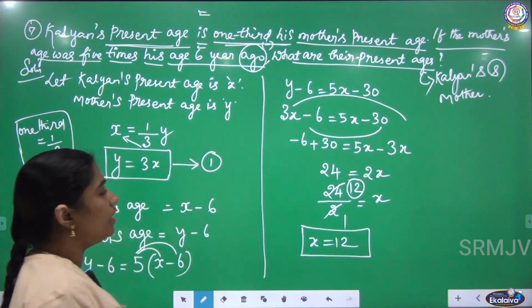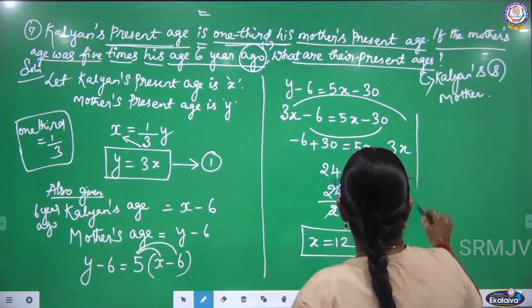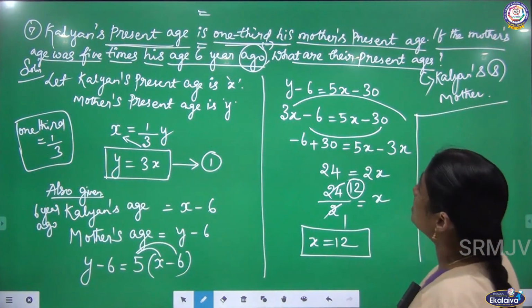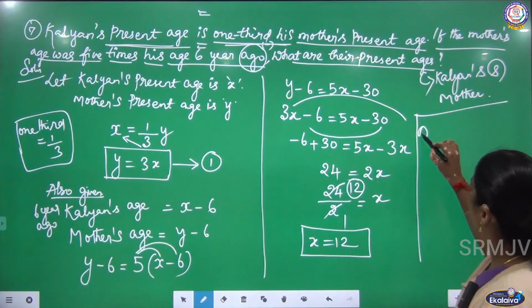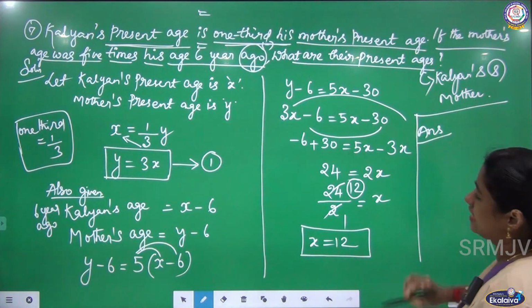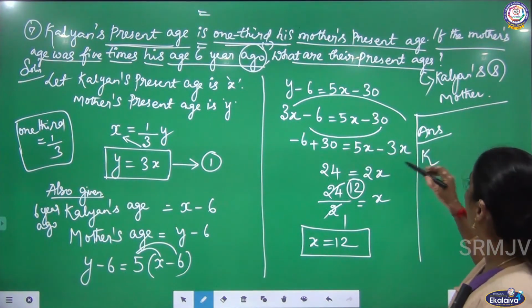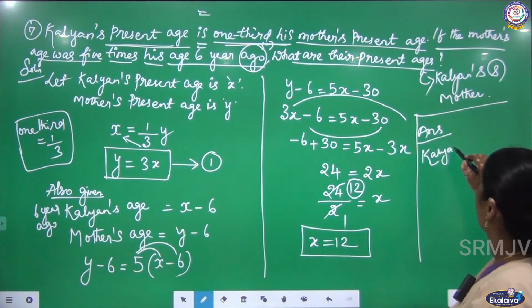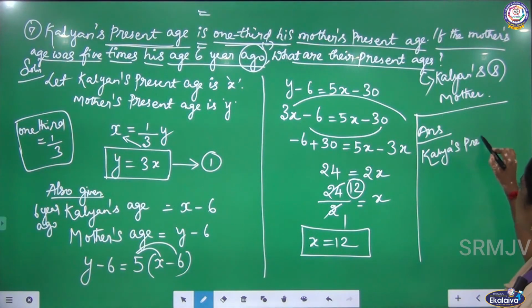So x is equal to 12, and listen, this x is equal to 12 is Kalyan's age. Okay. Now I am going to write the answer. What is the answer? Listen, Kalyan's age is x. So Kalyan's present age is equal to 12 years.